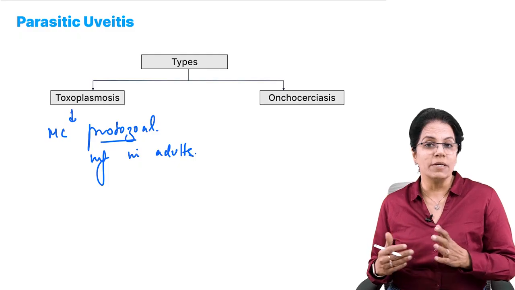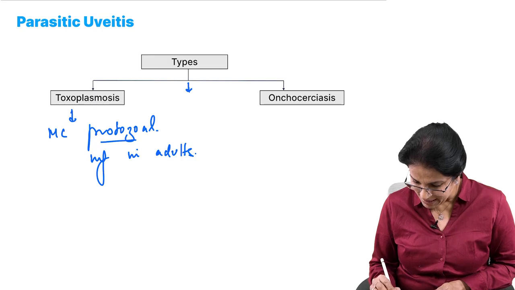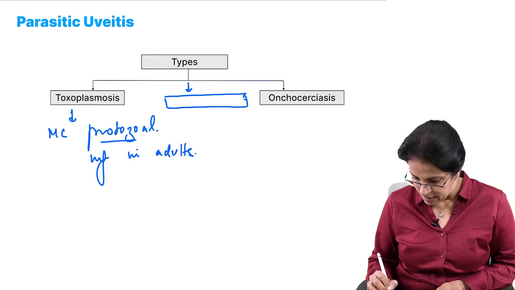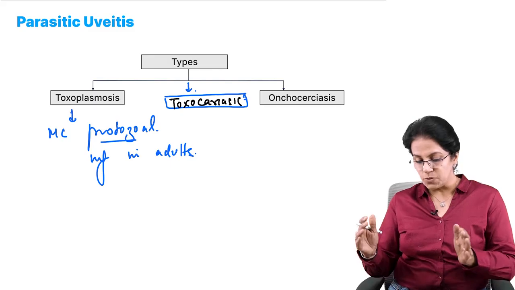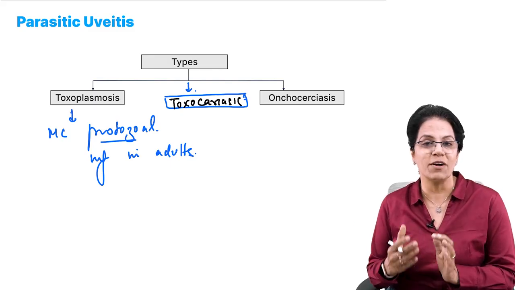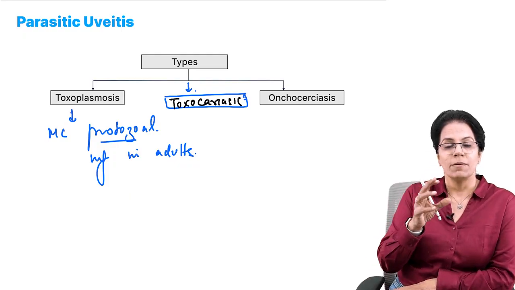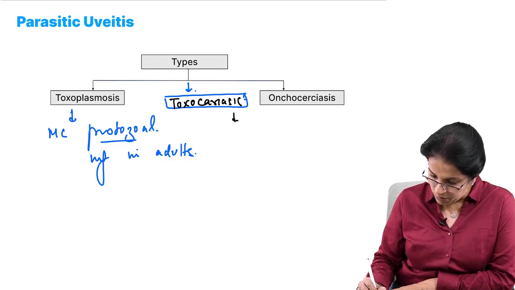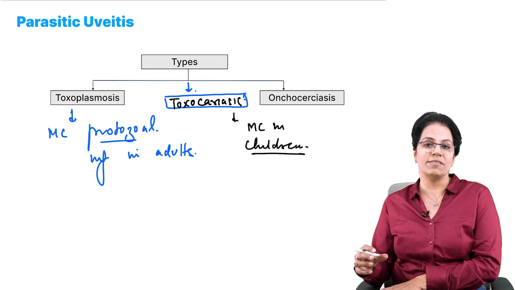And which is the most common in children? What we had learned, let us mention it here. This is the missing box. We will write here toxocariasis. And of course, we are going to talk about onchocerciasis and one more, that is cysticercosis. But what you have to learn: the most common protozoal ocular infection in adults is toxoplasmosis, and most common in children, this is toxocariasis. We are going to take the points for each one by one.